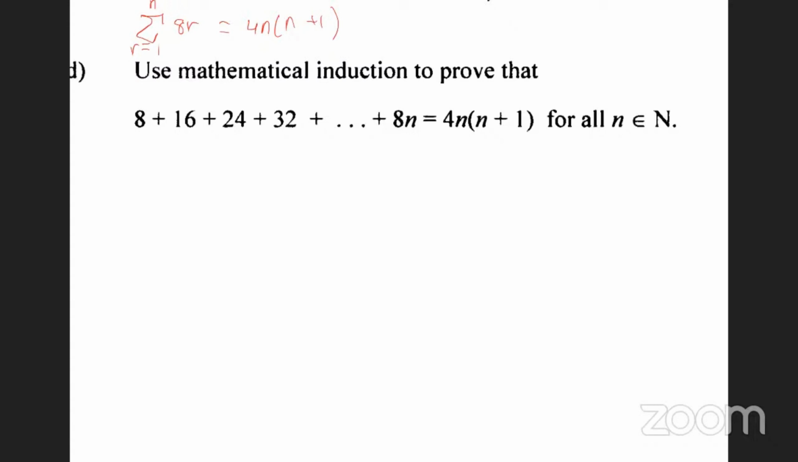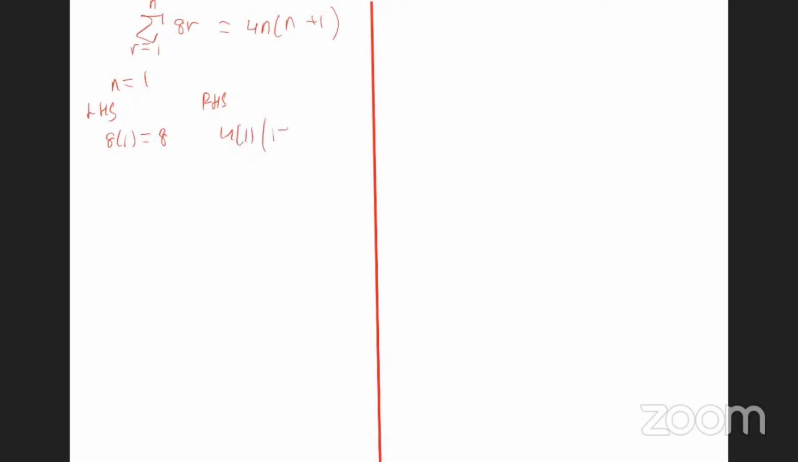Right, let's run through all these steps here. Right, so it's the same steps for PMI, even if it's summation or divisibility, right? So first thing first, n is equal to 1, left-hand side. Left-hand side will be 8 by 1, which is 8. Right-hand side. The right-hand side, all you have to do is just plug it in the formula, right? So you'll get 4 by 1 by 1 plus 1, which is 8 as well. So therefore, it holds. Okay, it holds for the first one.